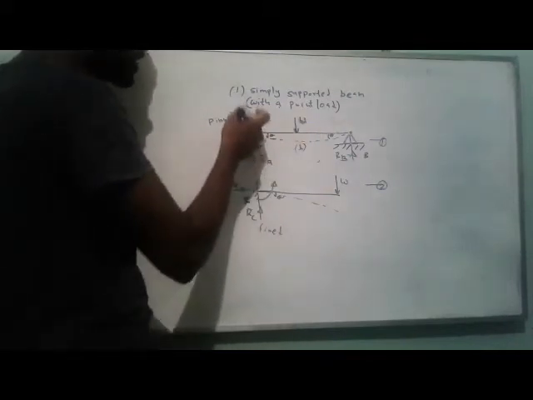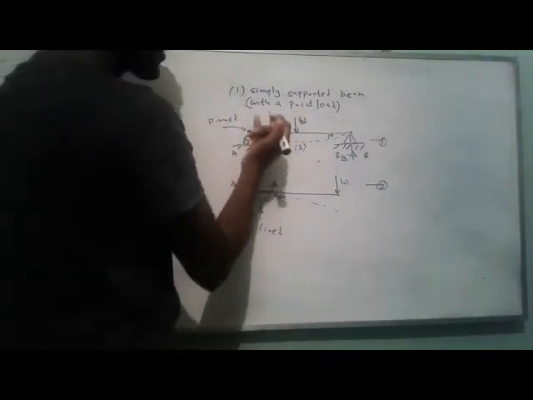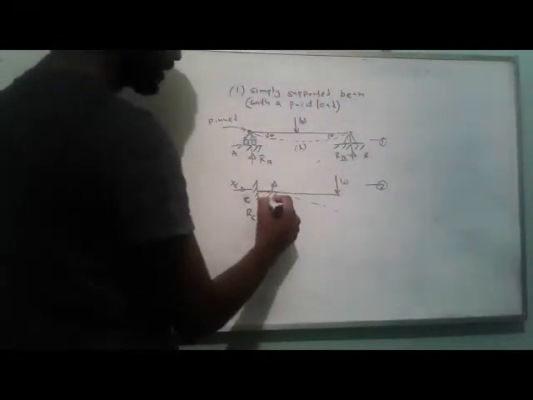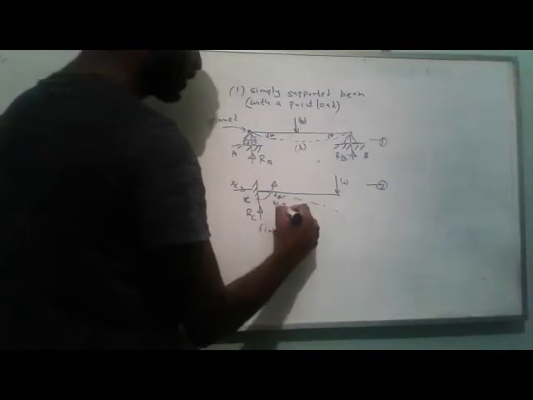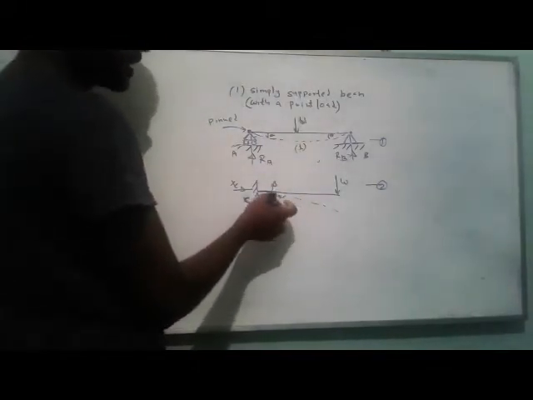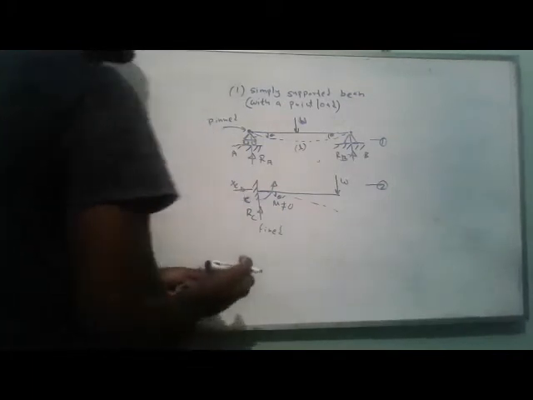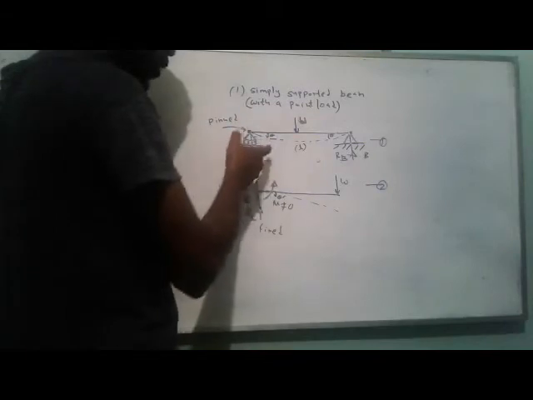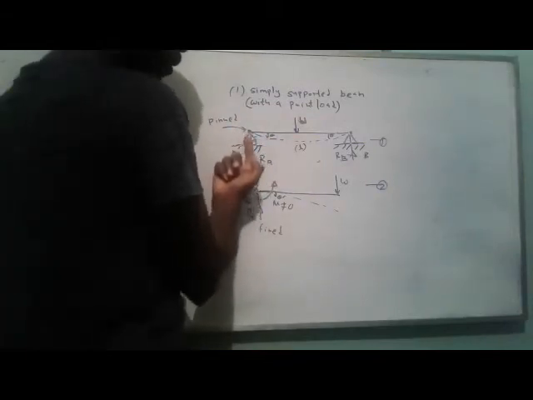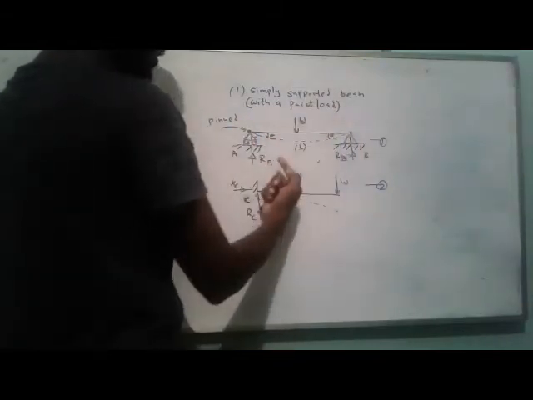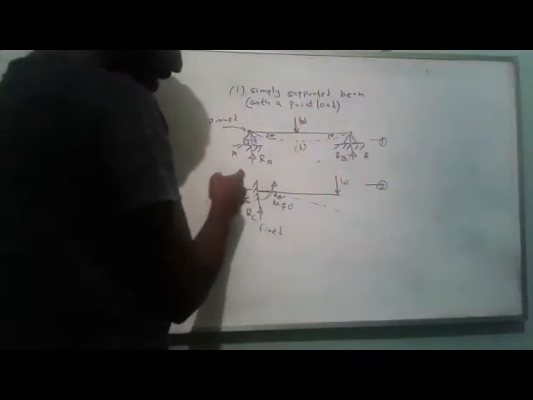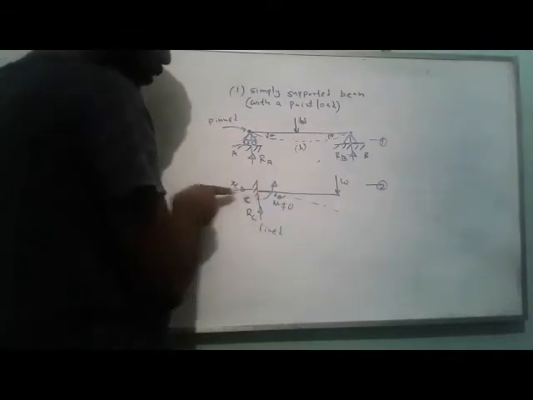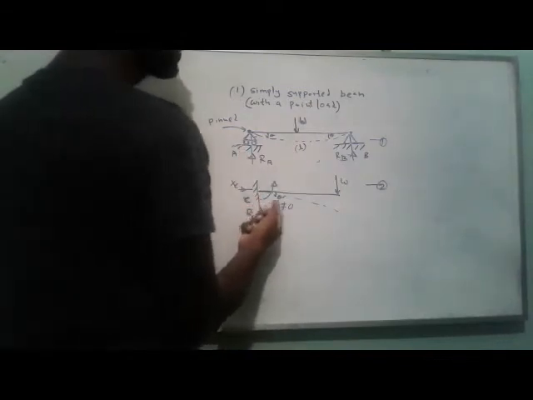Therefore, the only forces here are the upward direction RA and RB. But here it cannot be 0. This movement is not equal to 0. There is a movement. Then what you have to remember is, in a simply supported beam there are only upward direction forces. But in cantilever beams, at the fixed end there is a horizontal force, a vertical force and a movement.